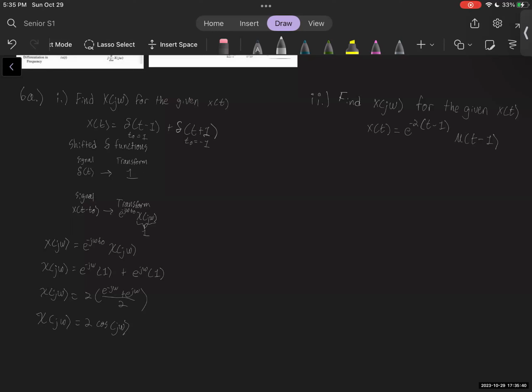Sorry, how did you divide? Wait, never mind. You divided by 2 because you wanted the Euler's form, I'm assuming. Yeah, I multiplied by 2 over 2 just to get into Euler's form. So that's why you get the 2 cosine. Okay, thank you. Absolutely. Any other questions?